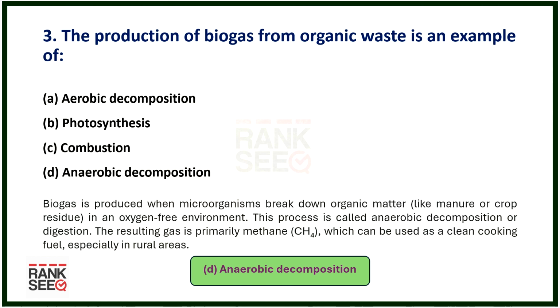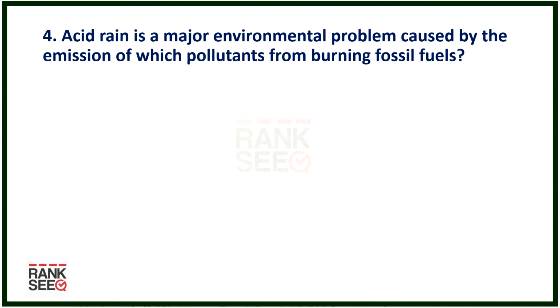oxygen-free environment. This process is called anaerobic decomposition or digestion. The resulting gas is primarily methane, CH4, which can be used as a clean cooking fuel, especially in rural areas. Acid rain is a major environmental problem caused by the emission of which pollutants from burning fossil fuels?